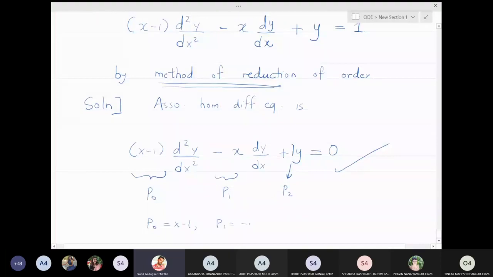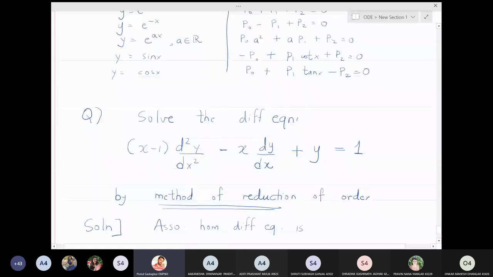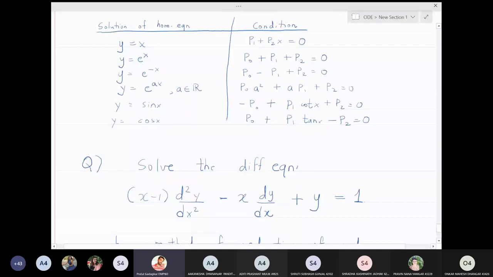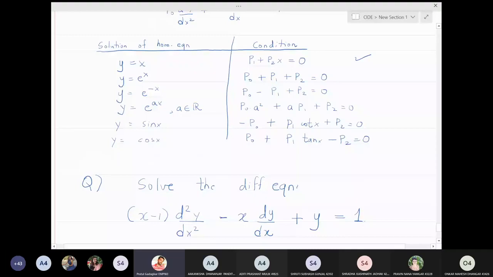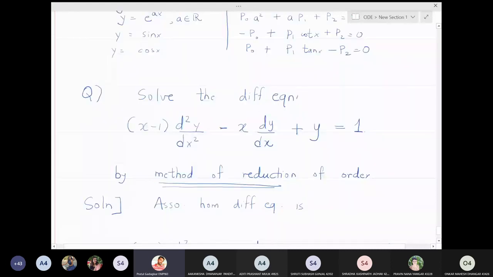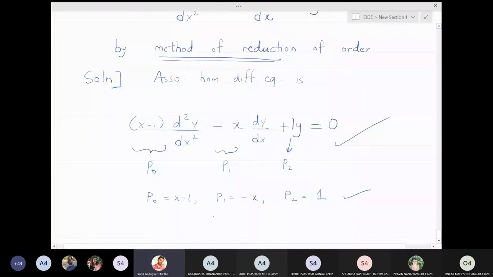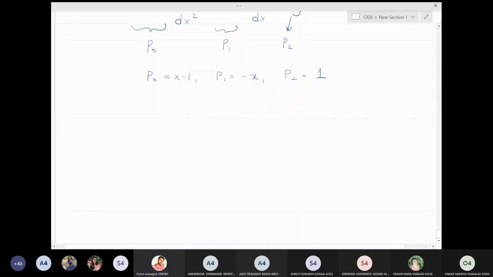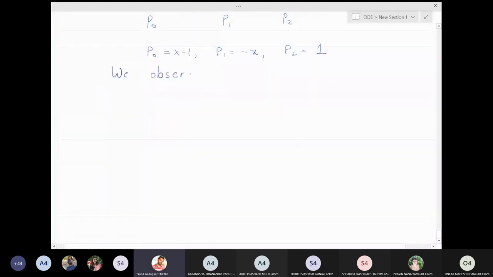Okay, which condition do p0, p1, p2 satisfy? At least I can do my initial work here. Is p1 plus p2 x equal to 0, or is p0 plus p1 plus p2 equal to 0? Is p0 minus p1 plus p2 equal to 0? If you carefully observe, the simplest thing is to just add these three: x and minus x will cancel, 1 and minus 1 will also cancel. So it is very easy to say that p0 plus p1 plus p2 is equal to 0. So we observe that p0 plus p1 plus p2 is equal to 0.